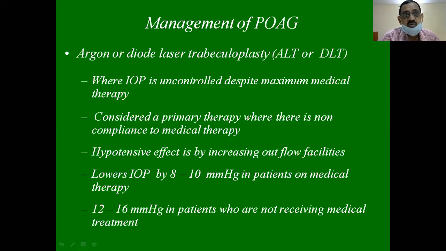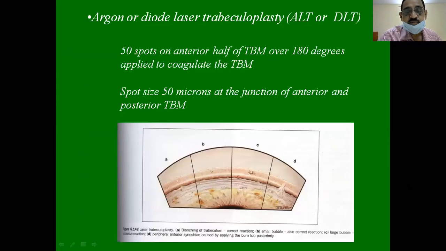Hypotensive effect is by increasing the outflow facility. It lowers the IOP by about 8 to 10 millimeters of mercury in patients on medical therapy and 12 to 16 millimeters in patients who are not receiving medical treatment. So what we do is with an argon laser, we give 50 spots in the anterior half of the trabecular meshwork over 180 degrees. This is given to coagulate the trabecular meshwork. Spot size is 50 microns at the junction of anterior and posterior trabecular meshwork. So these are the spots. This is a bigger one.